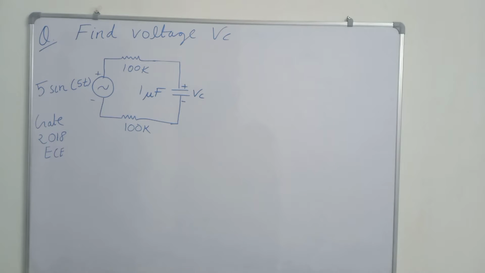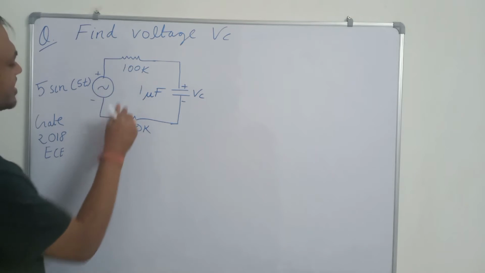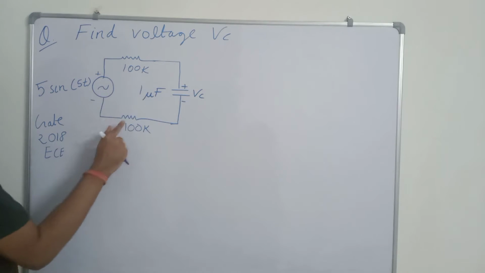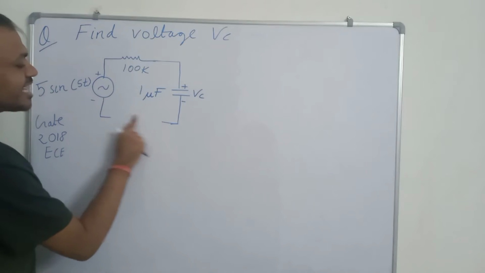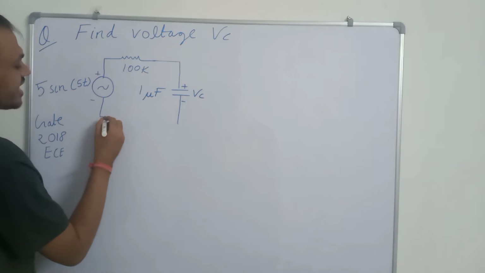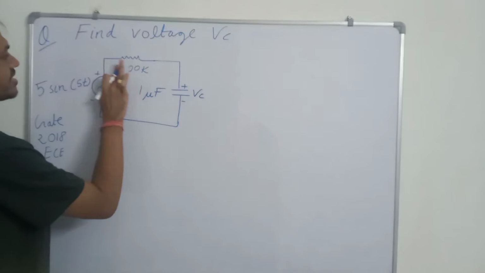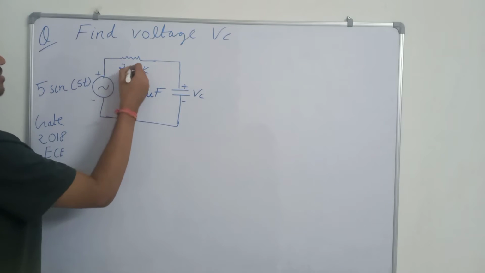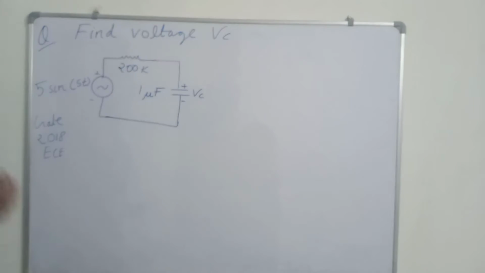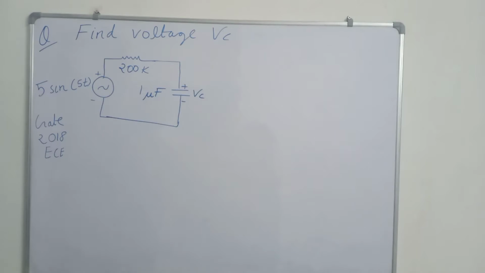So this is a very easy question. First, these two resistances, 100k and 100k, are in series. So we can replace them by a single resistor of 200k. So this resistor becomes 200k. Now we can easily apply the voltage divider rule.